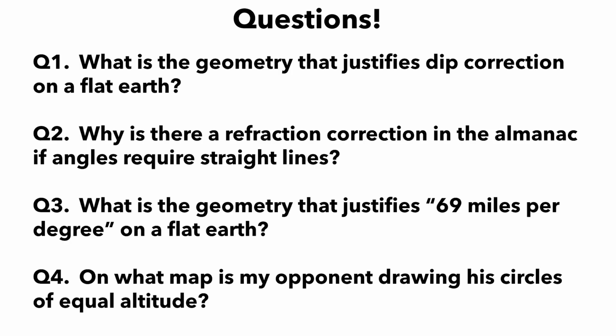And just to finish things up, I'll repeat the questions I had for my opponent during this presentation. Question 1, what is the geometry that justifies dip correction on a flat Earth? Question 2, why is there a refraction correction in the almanac if angles require straight lines? Question 3, what is the geometry that justifies 69 miles per degree on a flat Earth? And question 4, on what map is my opponent drawing his circles of equal altitude?